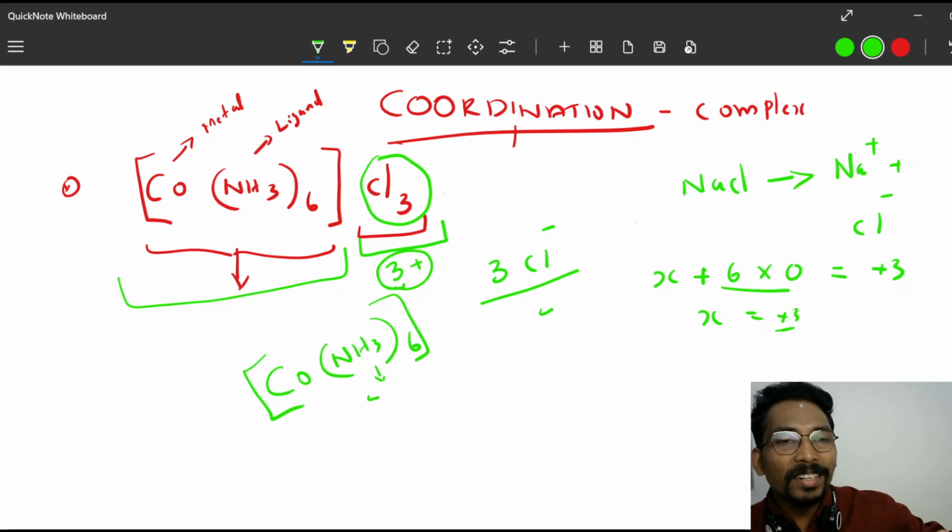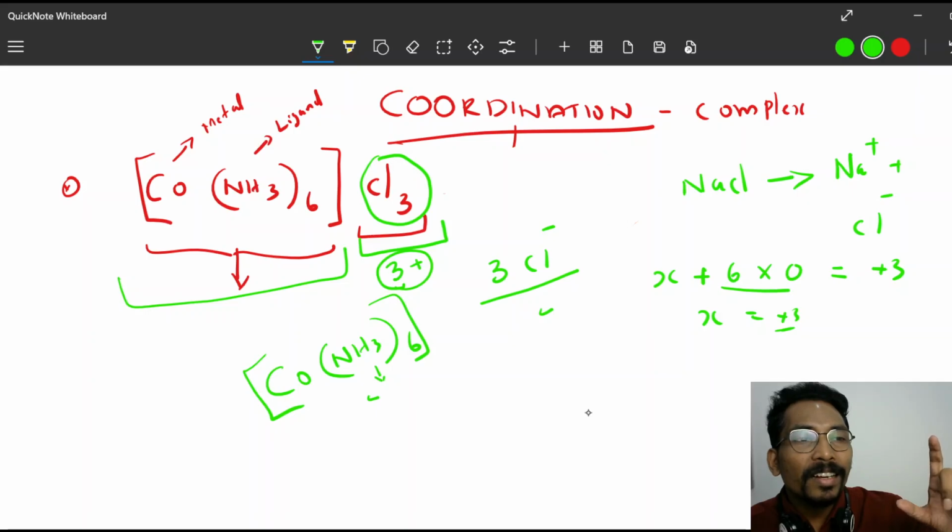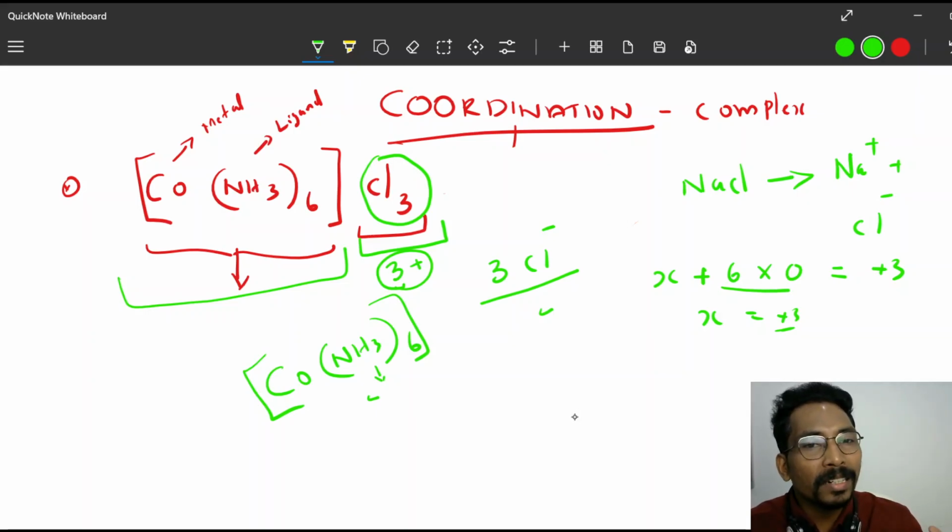So listen, if the square bracket coordination sphere contains only neutral ligands apart from the central metal atom, the charge of the square bracket itself will be the oxidation state of the central metal atom. That means here you can see this 3 plus will be the charge of the central metal atom cobalt. So that's very easy.